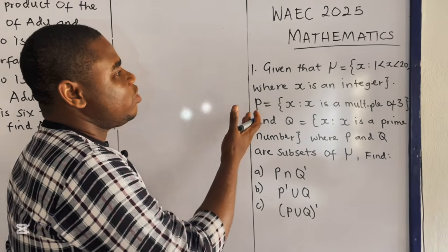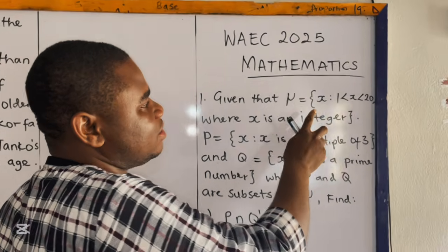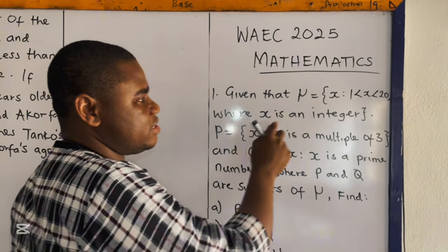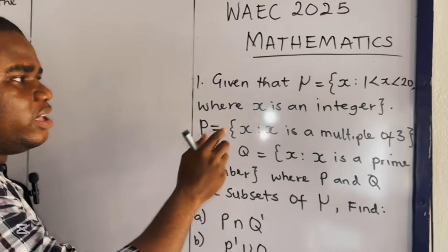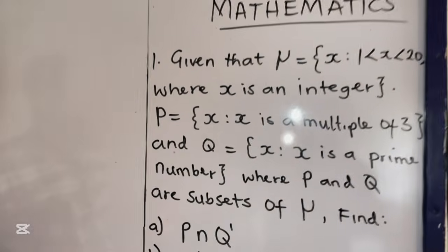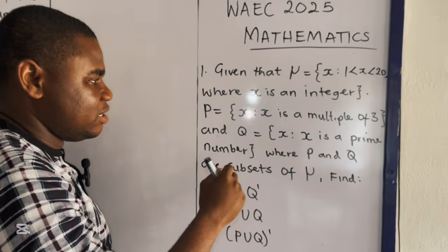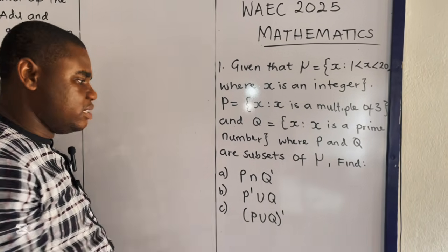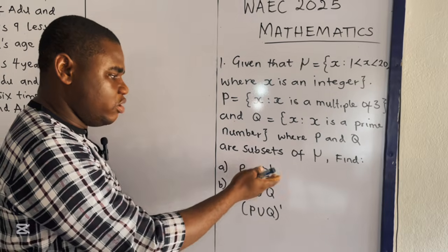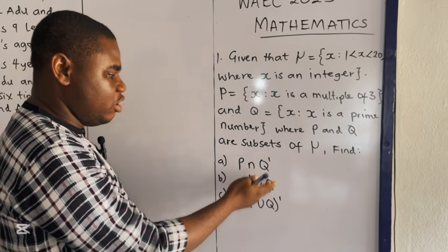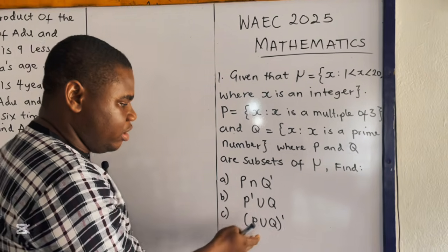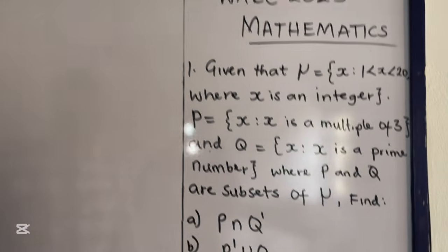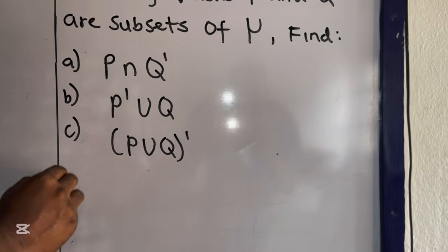Alright, for example 1, given that the universal set is 1 < x < 20, where x is an integer, we also have that P is a multiple of 3, and Q is the prime numbers from the universal set, where P and Q are subsets of the universal set. So we have to find P intersection Q prime, P prime union Q, and P union Q prime. Alright, so for the first one, we must find the universal set.